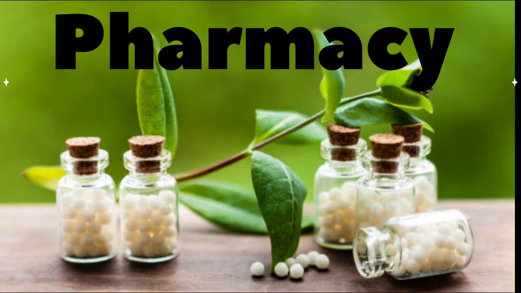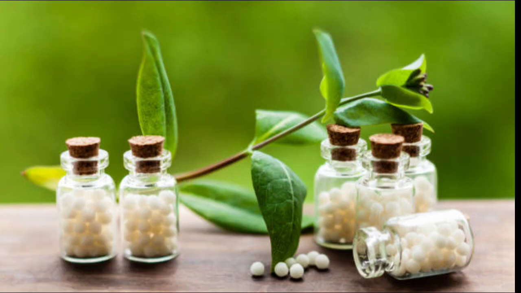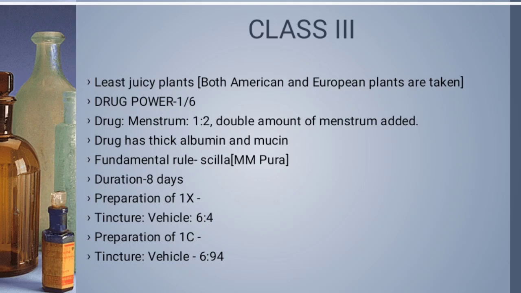Today we will read about class 3, and for class 3 what kind of drug substance are we taking? We are taking the plants or the drug substances which are least juicy. Here mostly American plants and some European plants are also used, and the fundamental rule is written under Squilla.